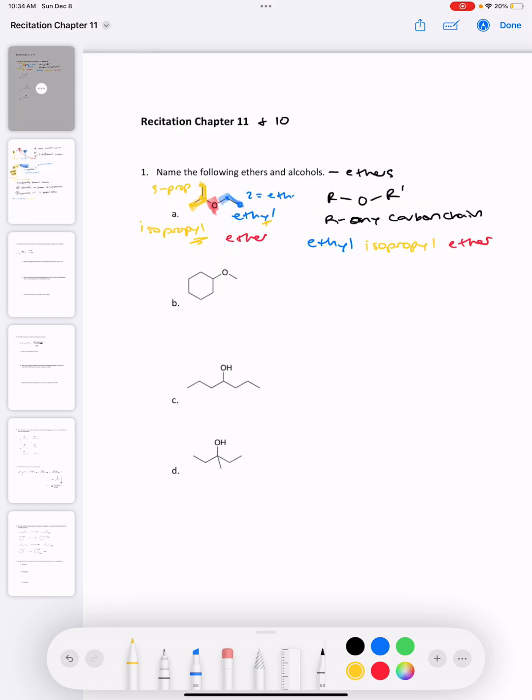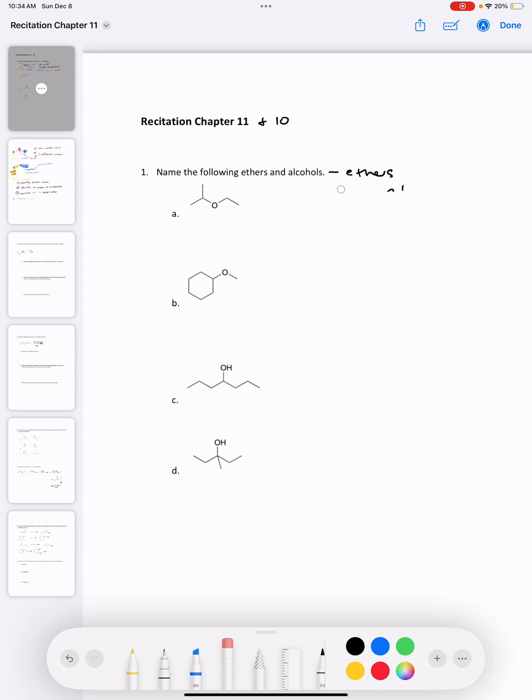So if I'm going to go back and I'll erase what I had before, just because you can pause and go back and look at it if you need to, but also because it's just kind of taking up a lot of space. If I was going to name this in the IUPAC name, I would find the bigger side first as the parent chain. So this side has 3 carbons, so it's the parent chain. And then the other side with only 2 carbons and the oxygen is now considered the substituent.